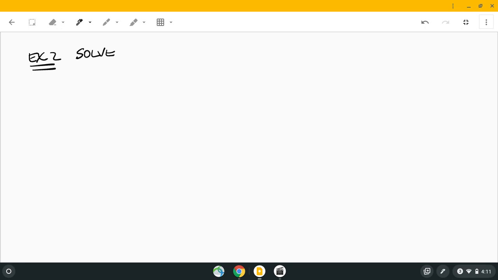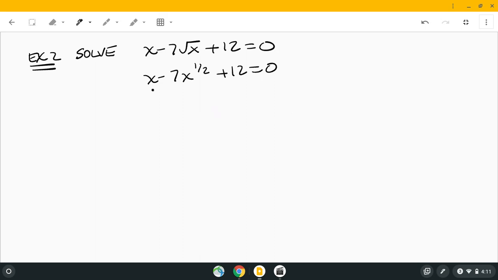Let's go ahead and solve x minus 7 times the square root of x plus 12 equals 0. We already know that another way to look at square roots is by using fraction exponents. So let's do that. Is this quadratic in form? Yes, because 2 times 1/2 is 1, and that's what we have here. So I'm going to let u equal x to the 1/2.